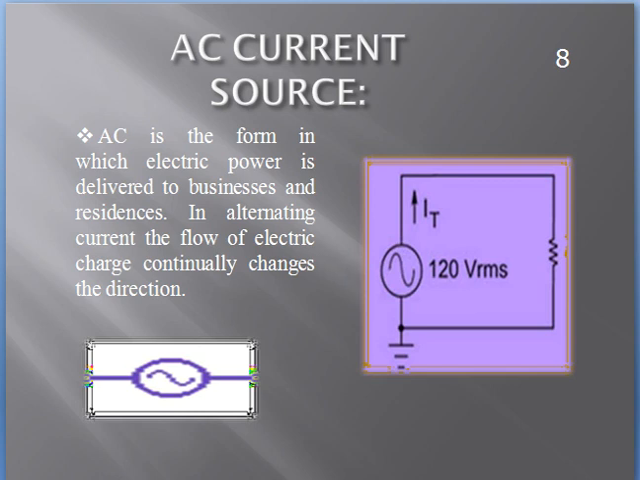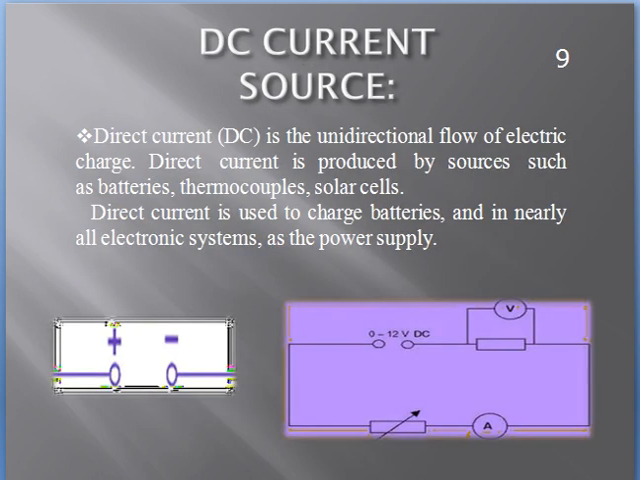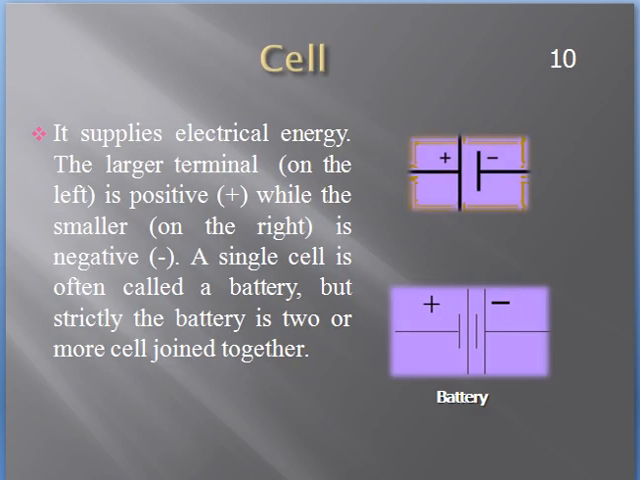Next, we are going for the symbol of a DC current source. This is the AC current source and here is the DC current source. In this manner, we will represent the DC current source. Here you can see the symbol of the DC current source. Next, how to represent a cell with the symbol.